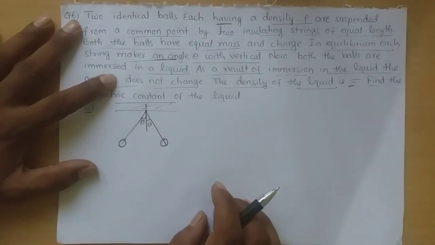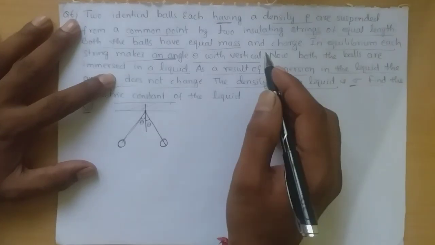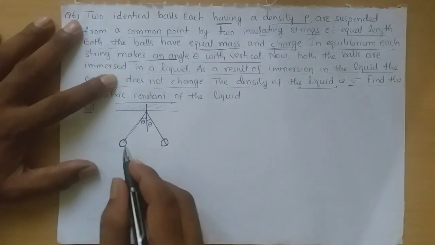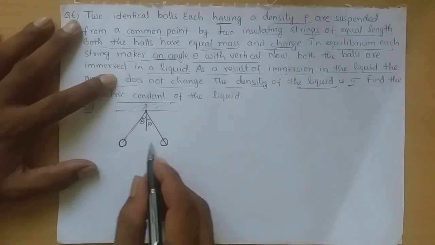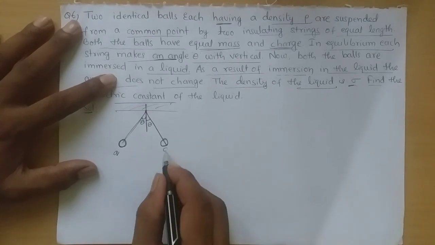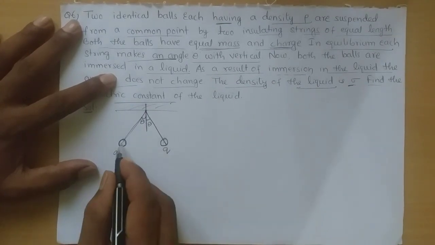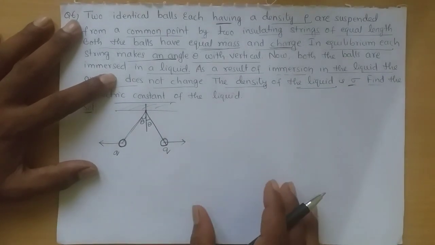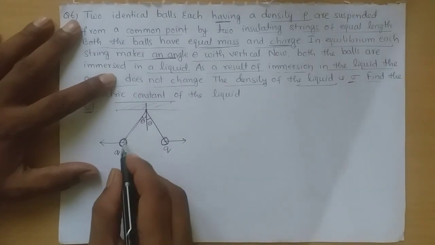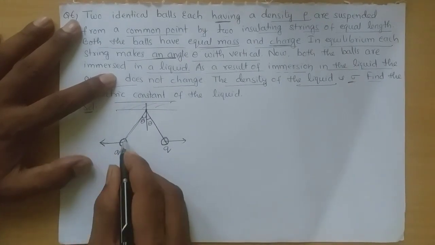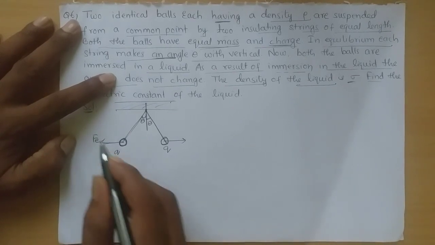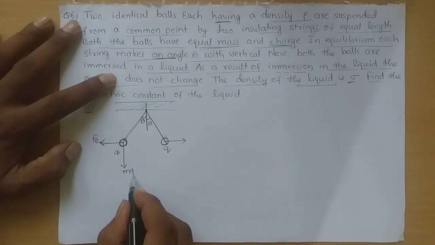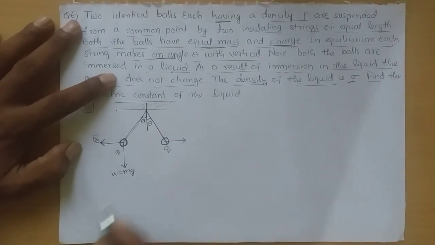Next they mention identical charges, both have the same charge, equal mass and same charge. So repulsion takes place. This is q and this one is also q. This will repel in this direction and this one will repel in that direction. So the electrostatic force on this sphere is in this direction, and the weight of this one acts in the downward direction. This is mg, weight equals mg.